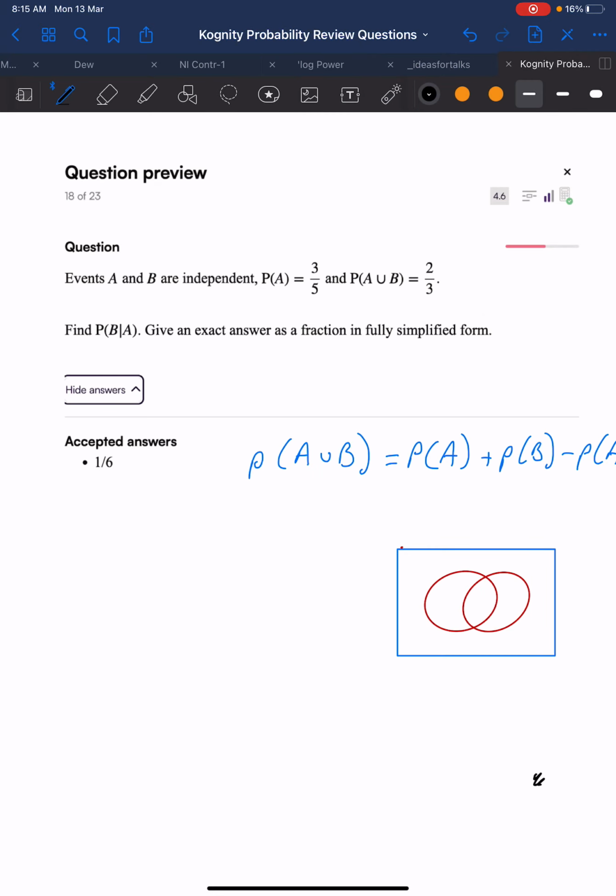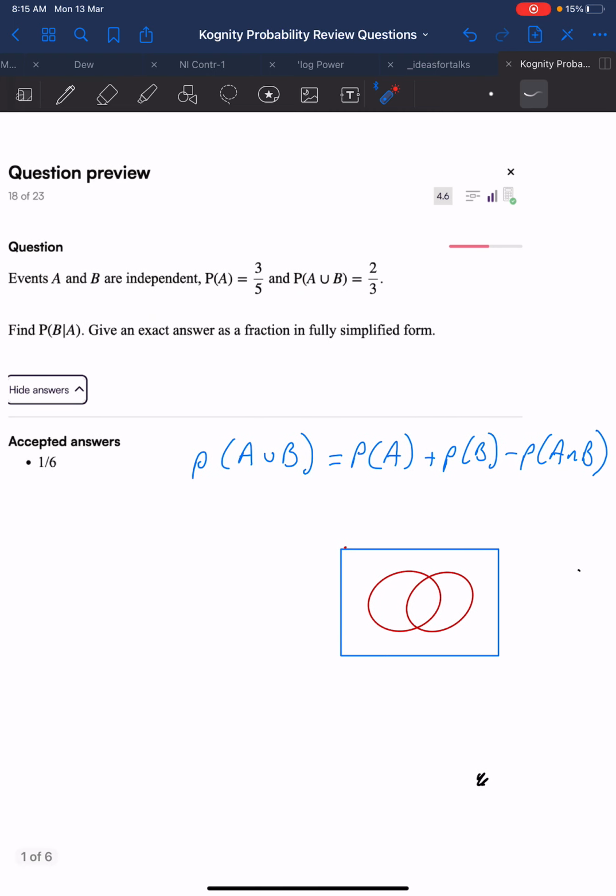Okay, so events A and B are independent. P of A is 3/5, P of A or B. Fabulous. Okay, so I've got one piece of information, a second piece of information here. This formula looks pretty good, but I've also got this extra bit of information. All right, so let me just go ahead and type in something here.